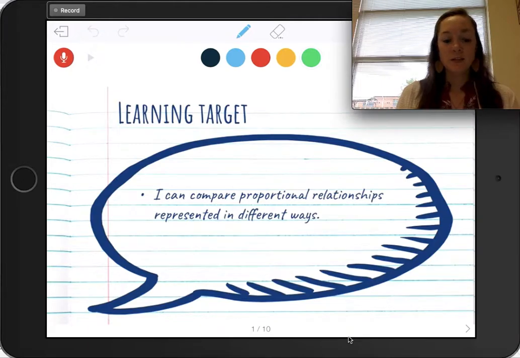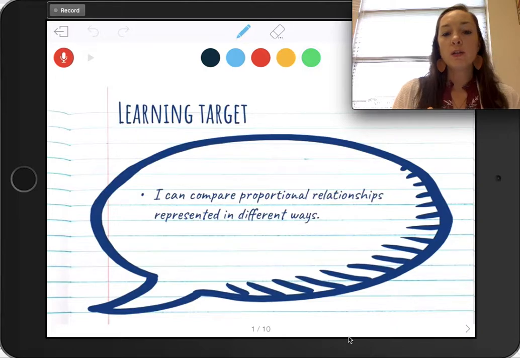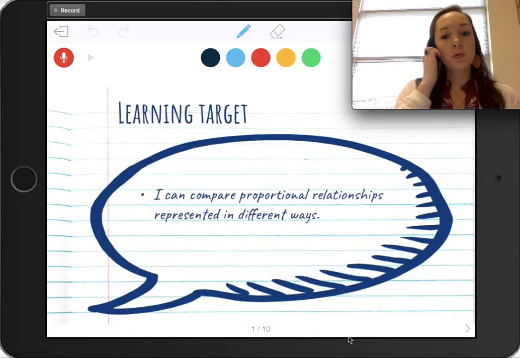Hey math friends. So what we're going to do today, we are going to have a lesson that you're going to do over 2 days. So what I want you to do is complete an activity either with me on Zoom or you're going to do it on your own at home. But it's going to last 2 days because we're comparing proportions in different ways.